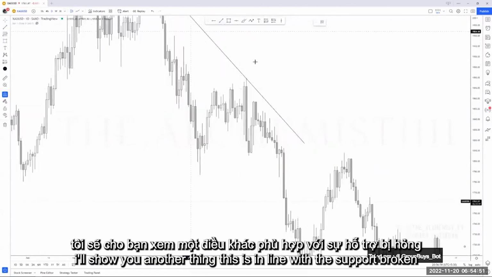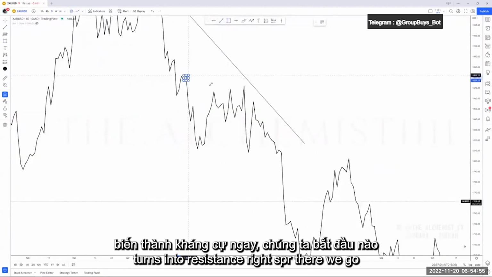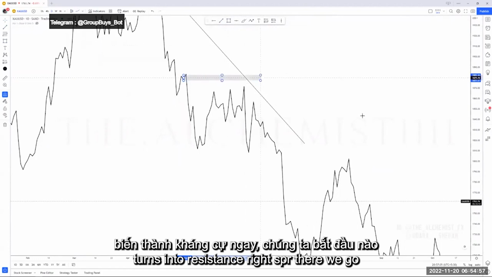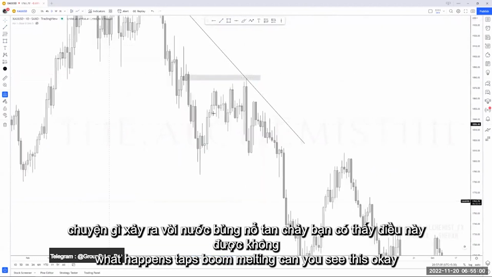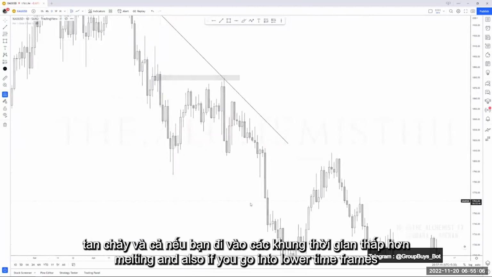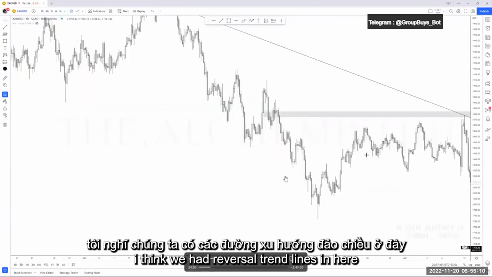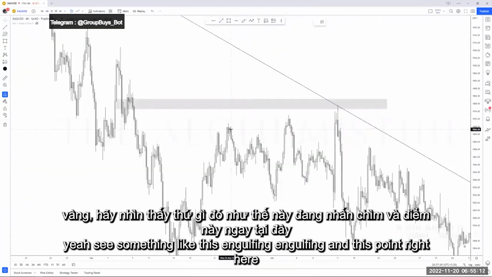See, now I'll show you another thing. This is in line with the support broken turns into resistance, right? SPR. There we go. What happens? Taps, boom, melting. Can you see that? And also, if you go into lower time frames, I think we had reversal trend lines in here. See? Something like this.